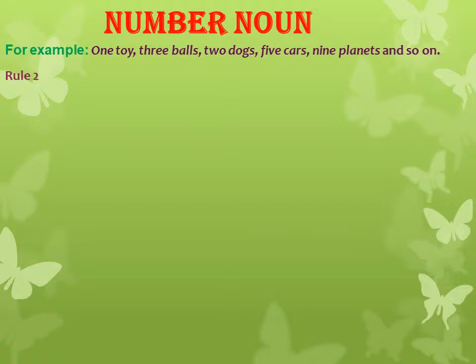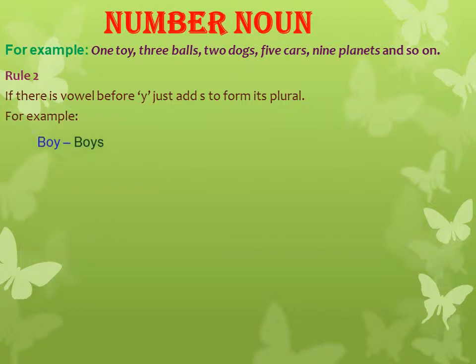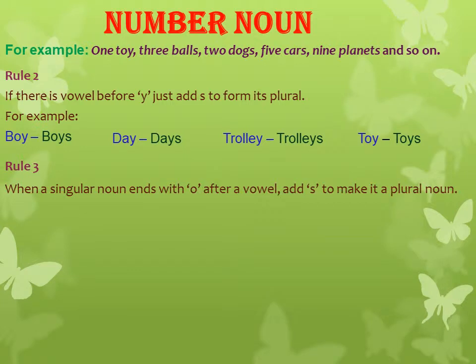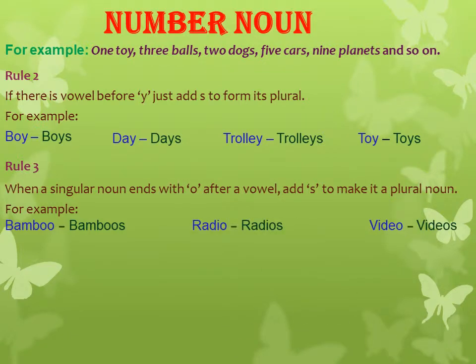Rule 2. If there is a vowel before y, just add s to form its plural. For example, boy, boys, day, days, trolley, trolleys, toy, toys. Rule 3. When a singular noun ends with o after a vowel, add s to make it a plural noun. For example, bamboo, bamboos, radio, radios, video, videos.